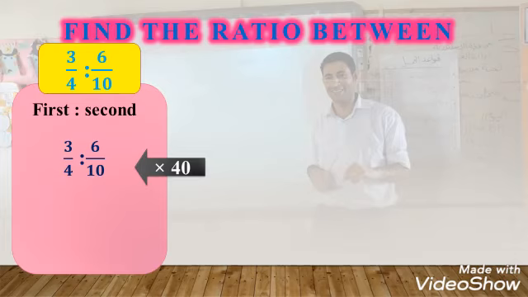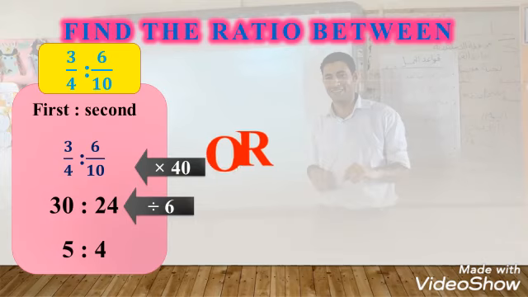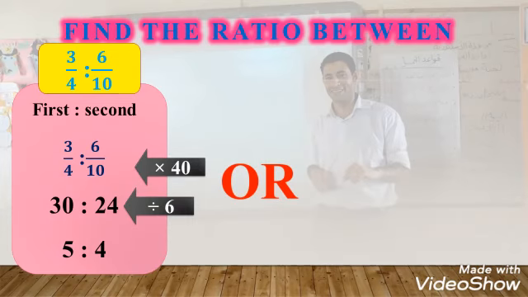So we learned that the 40 came from multiplication between 4 and 10. The result will be 30 to 24, and now we will divide it by 6. Then the result will be 5 to 4 in the simplest form.